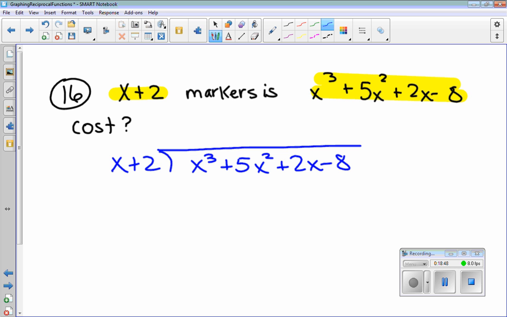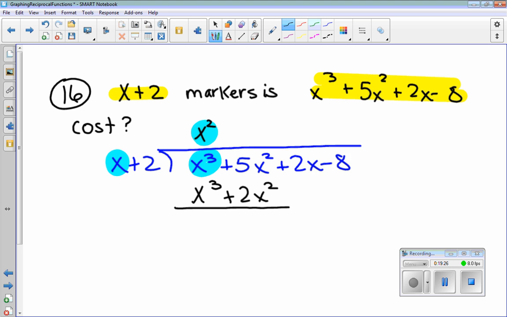Maria, what do I do here? Do you remember? It's been a while. Good. So she's trying to decide, and she's exactly right, this number times what will give me x cubed? And she came up with x squared. Do you agree with her? Is x squared times x, x to the third? I agree. But not only do we have to times it by this one, what do we have to multiply it by? This one too, 2x squared. What do you have to remember to do? Change your signs.